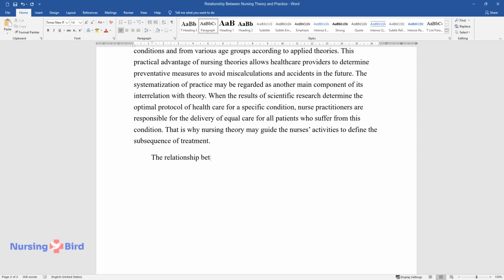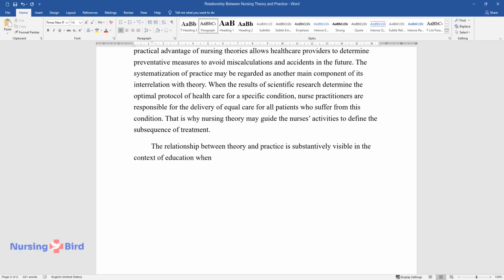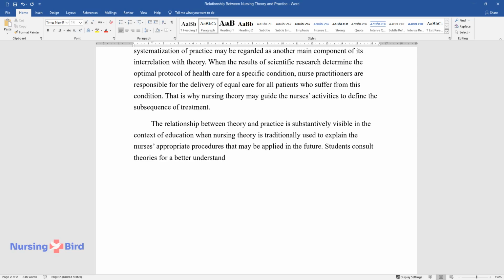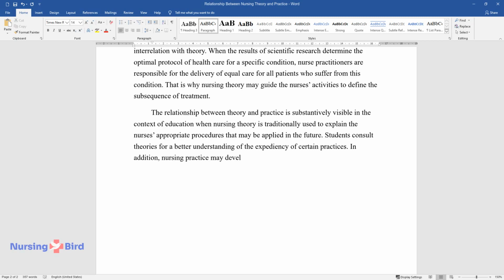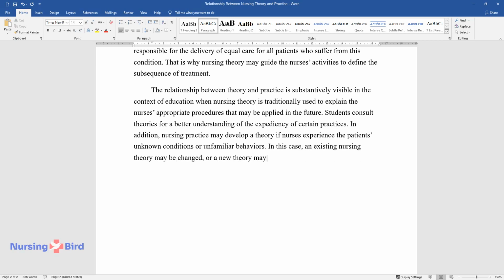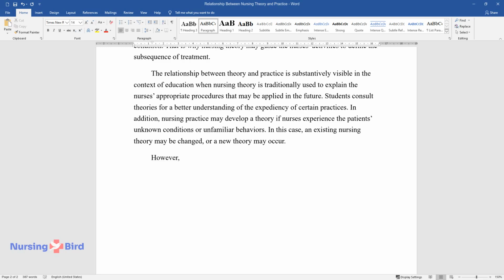The relationship between theory and practice is substantively visible in the context of education, when nursing theory is traditionally used to explain the nurse's appropriate procedures that may be applied in the future. Students consult theories for a better understanding of the expediency of certain practices. In addition, nursing practice may develop a theory if nurses experience the patient's unknown conditions or unfamiliar behaviors. In this case, an existing nursing theory may be changed, or a new theory may occur. However, in general, theory is a tool in nursing practice.